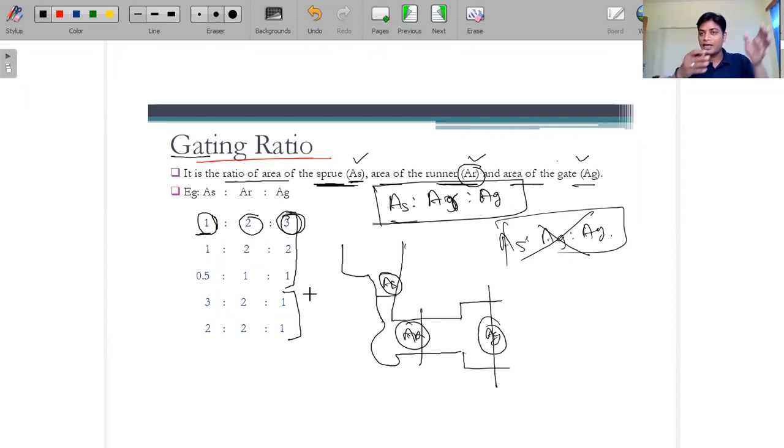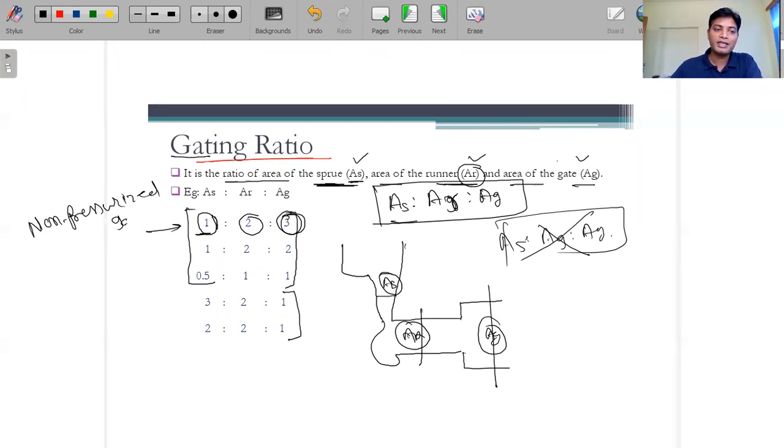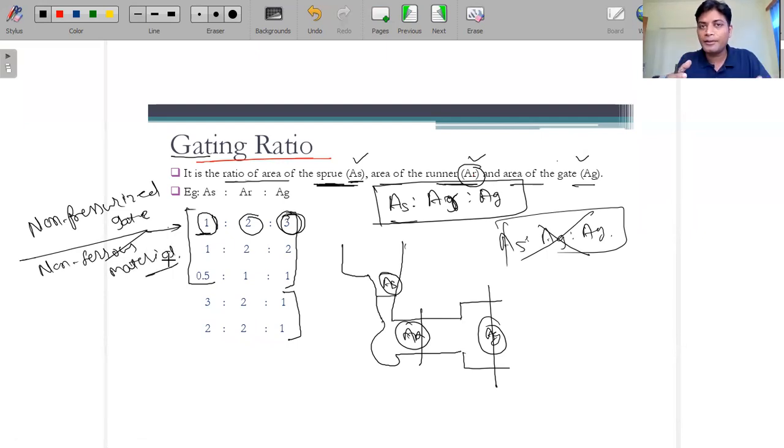Okay, so if this kind of cross section areas or geometry we are using, then this kind of geometry is used for the non pressurized gate, or non-ferrous material. Non-ferrous material, because it has a very low density, so it can be filled very easily, and there is no need to push it. Okay, so this kind of system we are using.